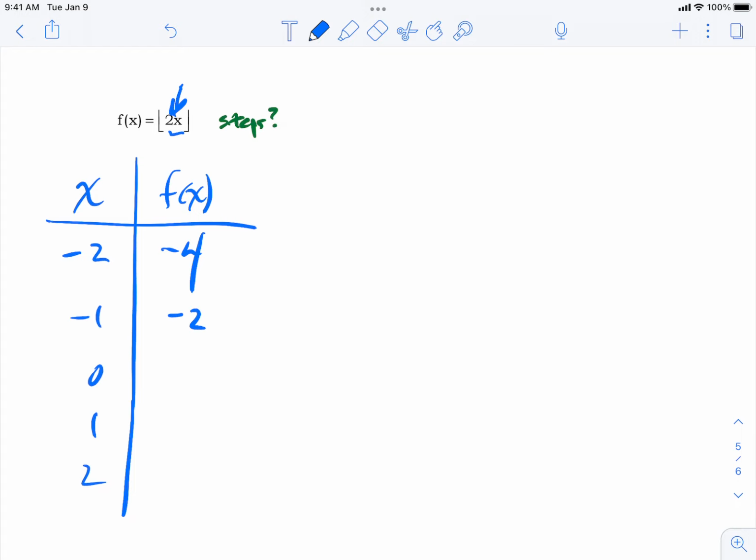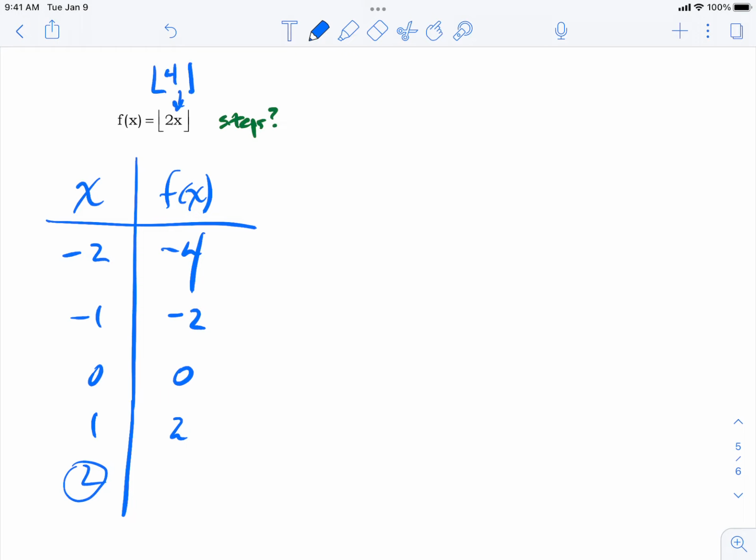If I plug in a 0, then of course 2 times 0 is 0, which rounds down to 0. If I plug in a 1, 2 times 1 is 2. That'll round down to 2. If I plug in a 2, 2 times 2 is 4.